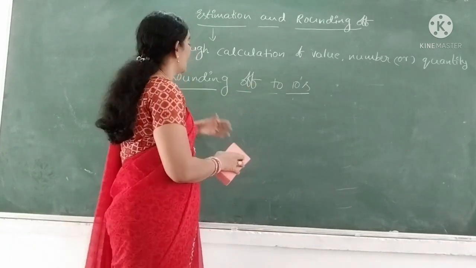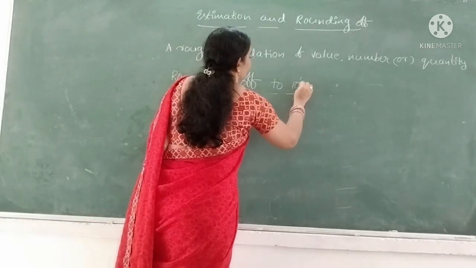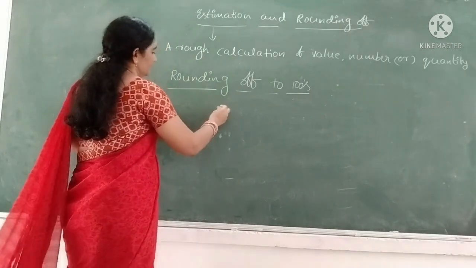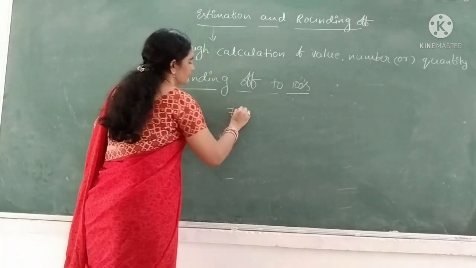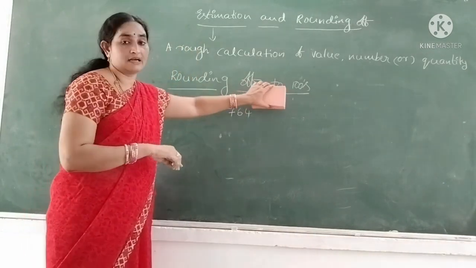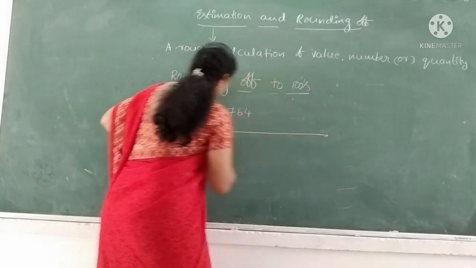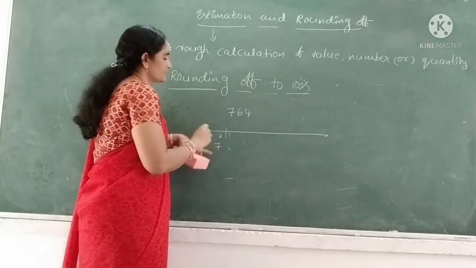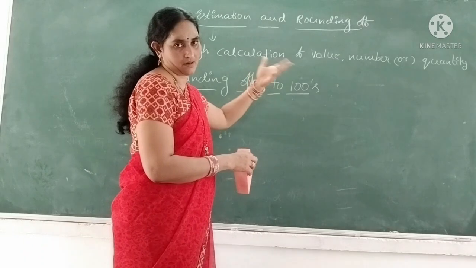Now we learn about rounding off to hundreds. Round off to hundreds. Now we take 764. Round off to hundreds, not tens. 760. Now we learn rounding off to hundreds.